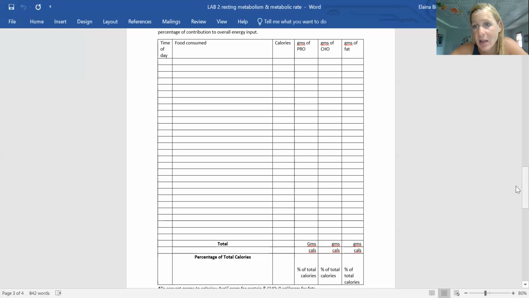Again, if you're using MyFitnessPal or some sort of other tracking device, it might do all this for you. Then you don't have to do the calculations. I don't have any problems with that if you want to do it that way.